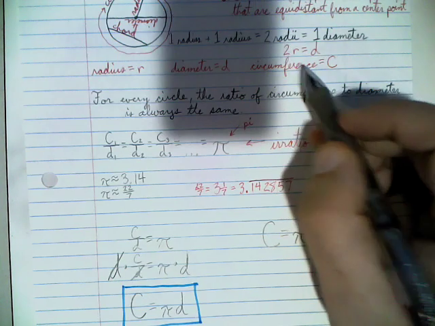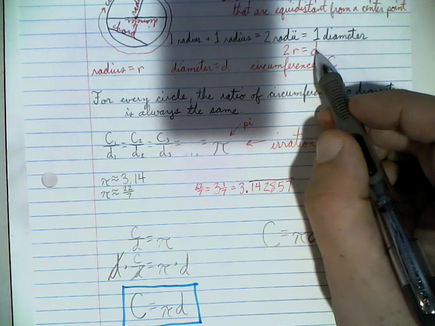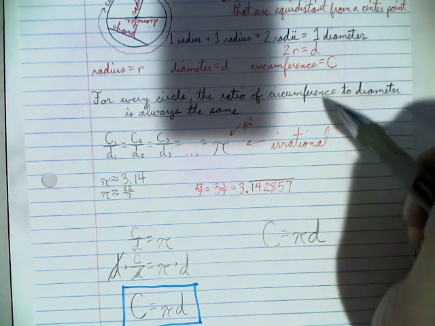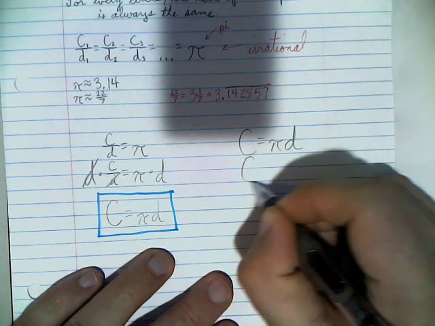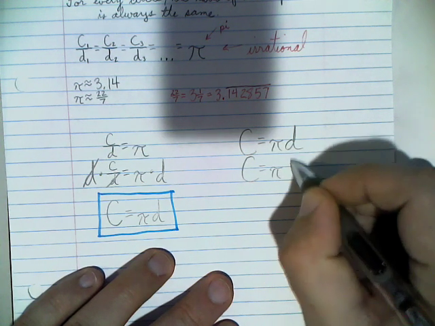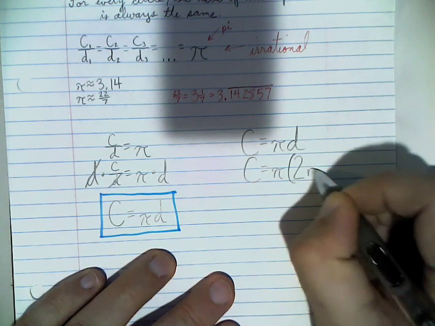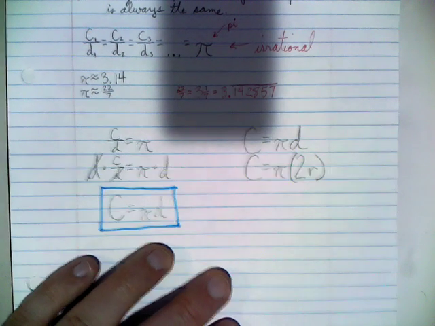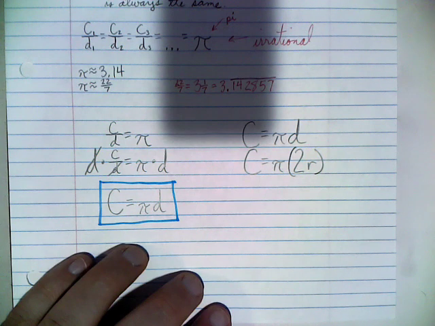Now, remember up top, we said that 2r equals d. This means anytime you see d, you could replace it with 2r. So down here, I'm going to rewrite this now, but I'm going to replace d with 2r. So in algebra, we call that substitution. We're going to substitute 2r for d.